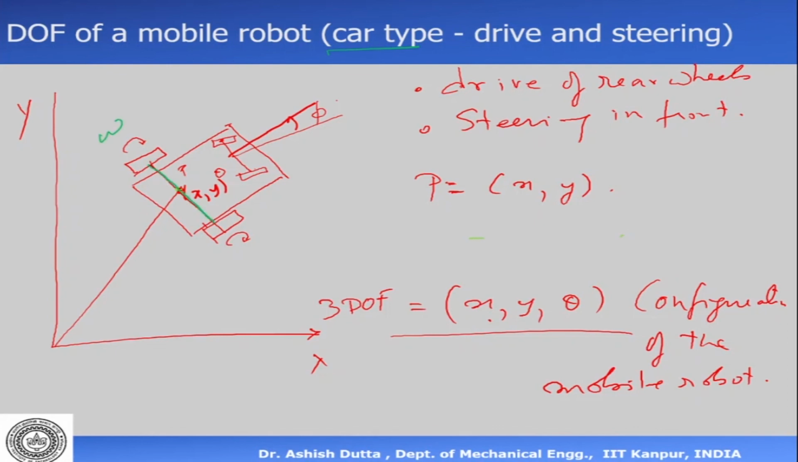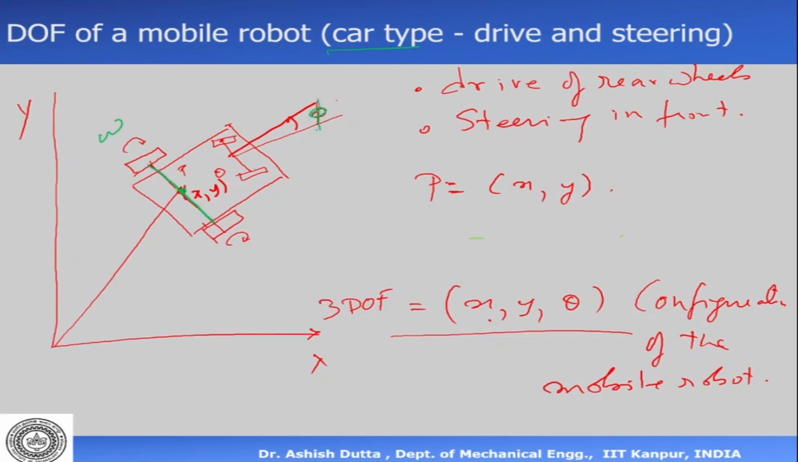Okay, and the center point has coordinates x and y. Let's call it the point P. So the center point is my point P, and it has coordinates x and y. So to define the position of this robot, you can define the position of x and y, and you know where that point P is. Now it also has a steering. Now the steering has an angle psi.